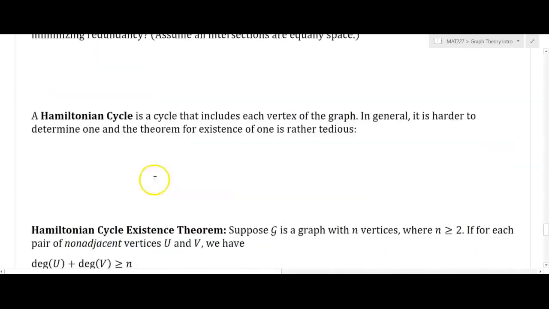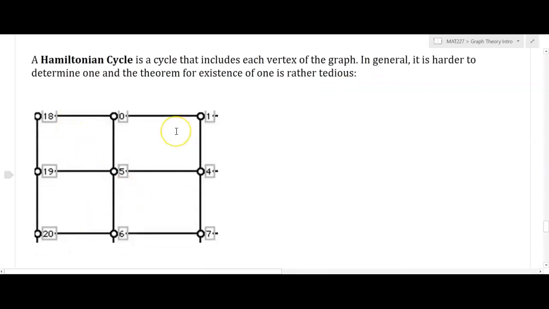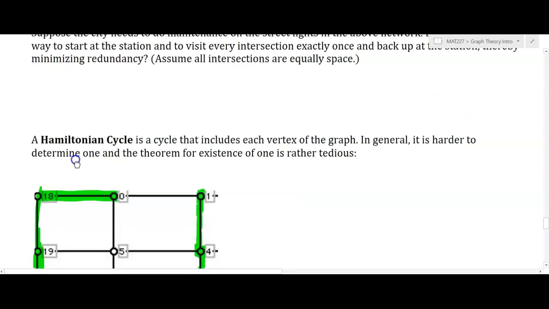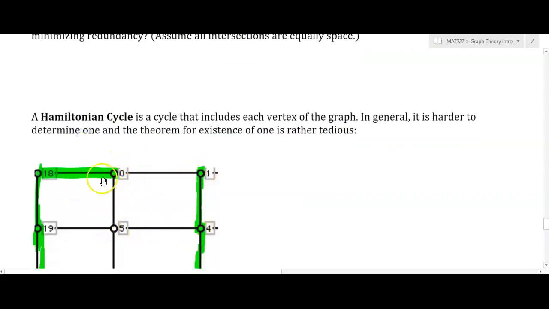Okay, so in this case, we want to do maintenance on the streetlights. And so if we start at, say, vertex 1, we want to hit every vertex exactly once. So I can go from, for example, 1 to 4, 4 to 7, 7 to 6, 6 to 20, 20 to 19, 19 to 18, 18 to 0. But I need to start and stop at the same vertex in order to minimize redundancy. I don't want to have to go along one of the same intersections.